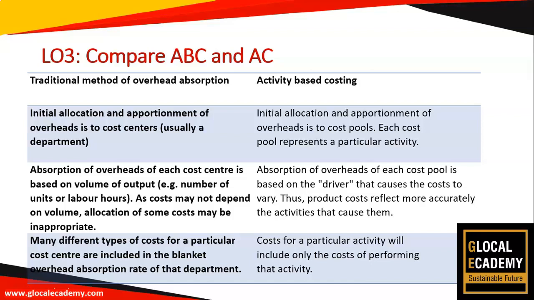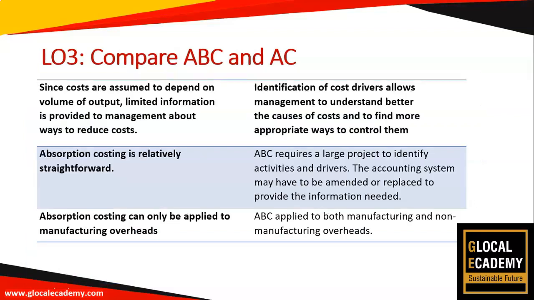Third point, many different types of costs for a particular cost center are included in the blanket overhead absorption rate of that department. Because we allocate overhead costs to the departments, all the costs related to one department are added together and they are then divided by the labor hours or machine hours of that particular department. So effectively we are grouping all costs and dividing them by one activity, whereas only cost for a particular activity will be included in the relevant cost pool in case of activity-based costing.